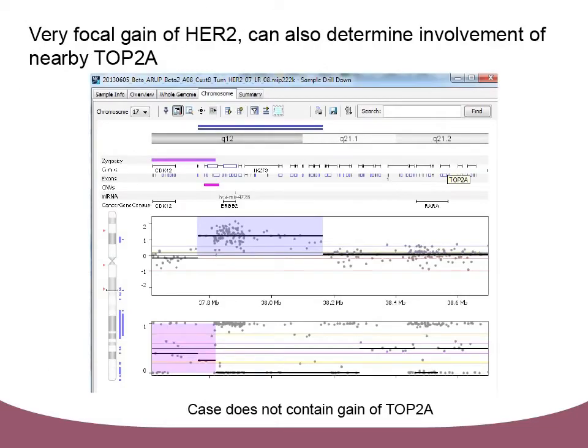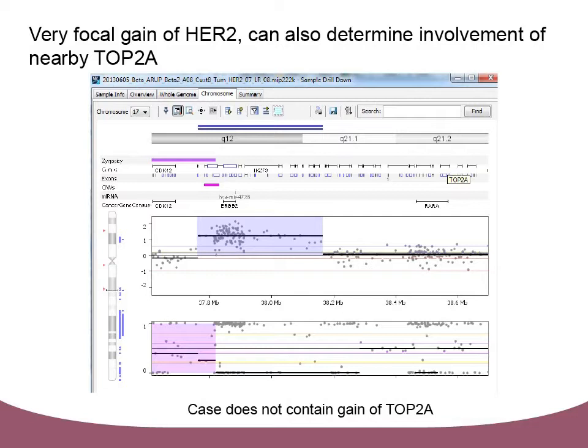But before I get to that, let me just also mention that having that very focal copy number information can be useful as well, because one of the questions that is now becoming more common to ask is, what else is co-amplified? Are there other things that are targetable? There's a nearby gene to HER2, TOP2A, which if also amplified, it may indicate that that could respond to topoisomerase inhibitors, and it's very close by, so it often can get co-amplified.